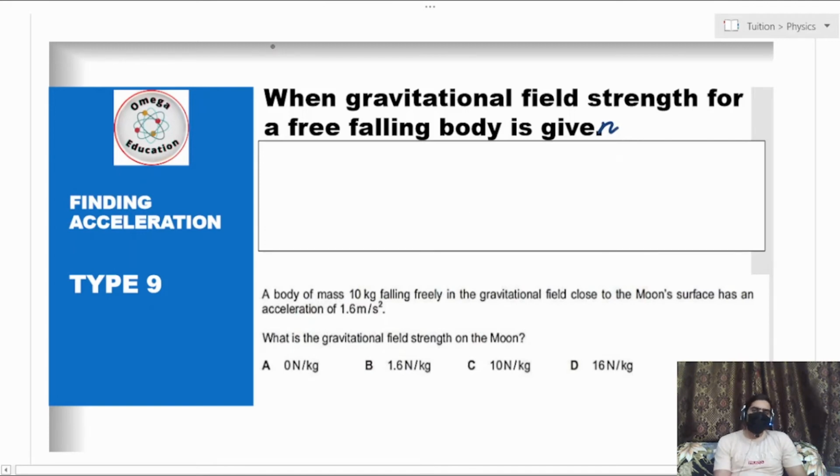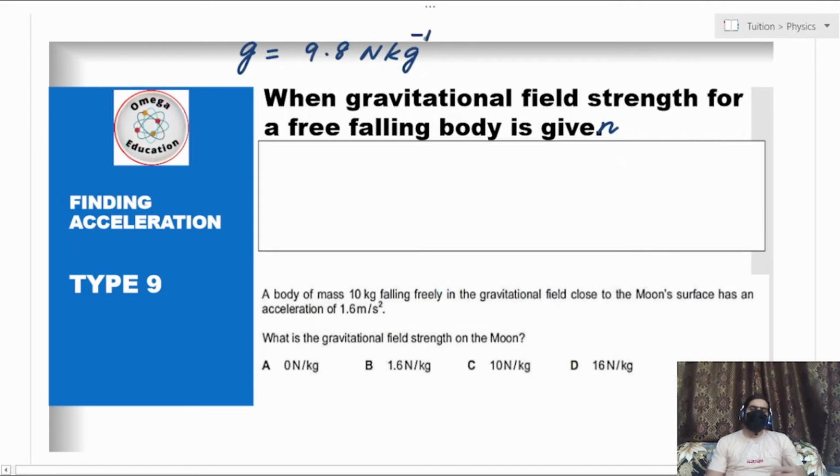So gravitational field strength is something that we introduce in the chapter on mass, weight and density. It is represented by the letter small g, and we say it is for the planet Earth. On the surface of the Earth, the value is 9.8 Newton per kilogram.